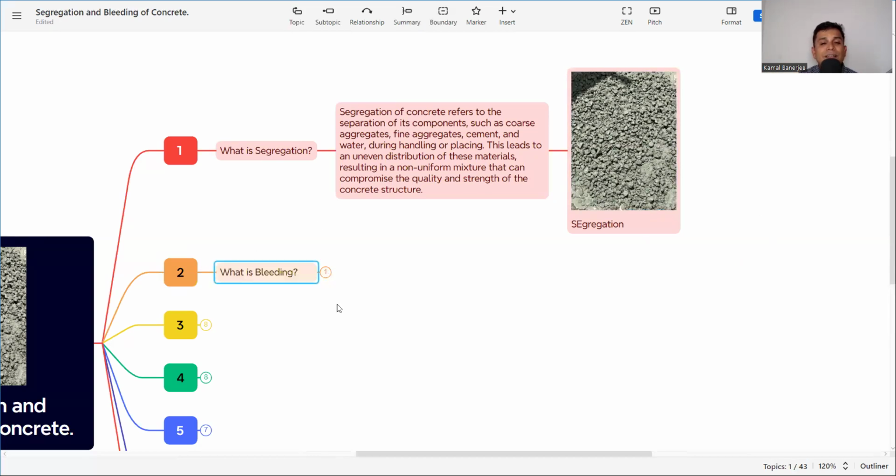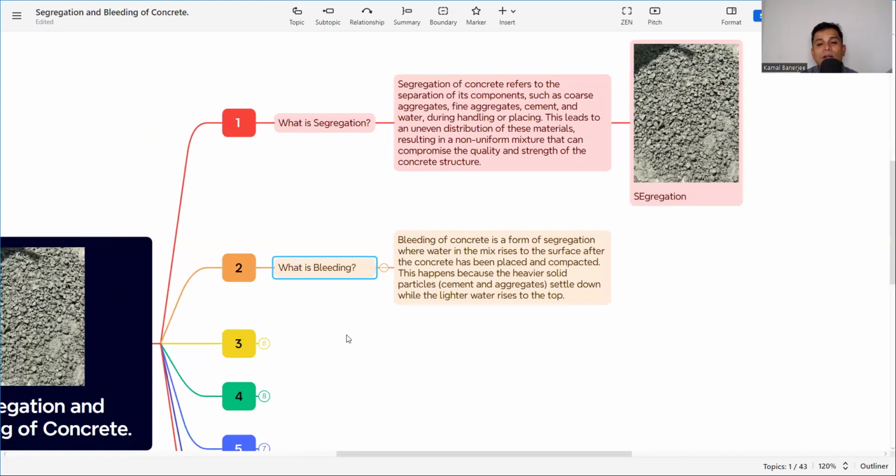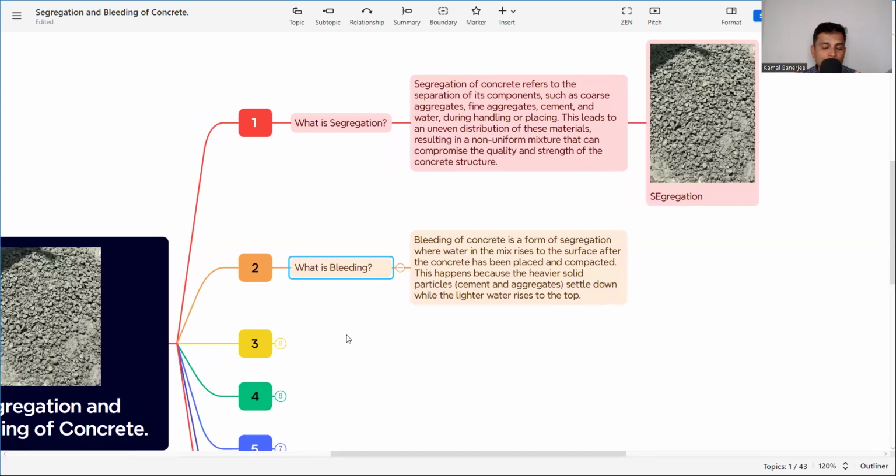Now what is bleeding? Bleeding is nothing but the separation of water. That is, bleeding of concrete is a form of segregation where water in the mix rises to the surface after the concrete has been placed and compacted. This happens because the heavier solid particles settle down while the lighter water rises to the top. So separation of aggregates is called segregation and separation of the water is called bleeding. Both are harmful.